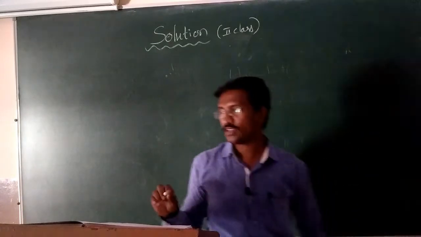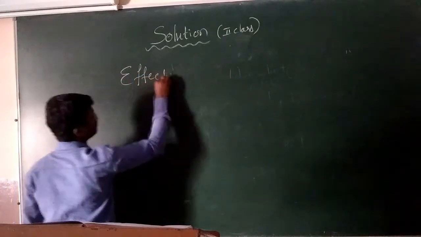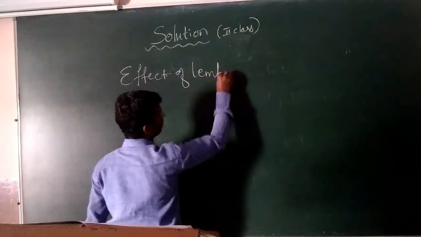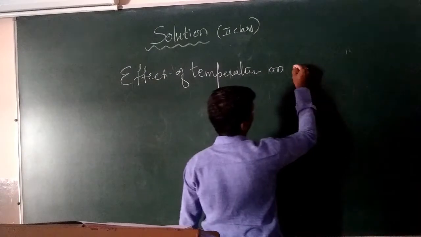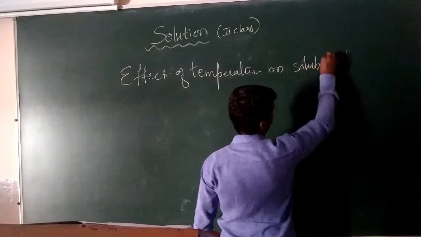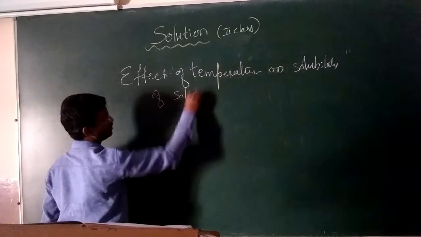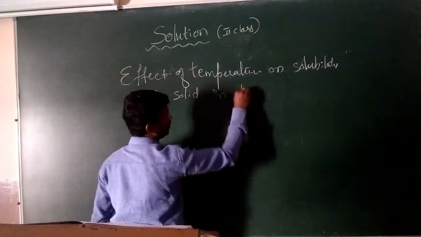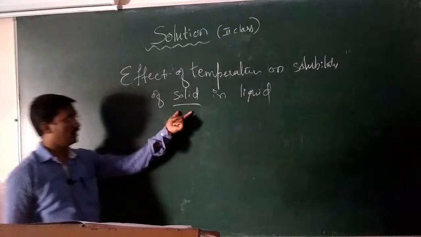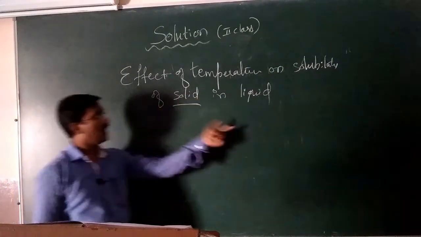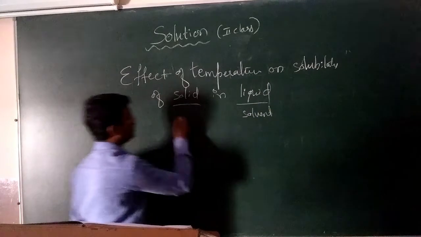So the next one is the effect of temperature on the solubility of a solid in a liquid. Solubility means we are going to dissolve the solid in the liquid. So we are taking the solute as a solid, in the form of solid, and the solvent is a liquid. This is the solvent and this is the solute.